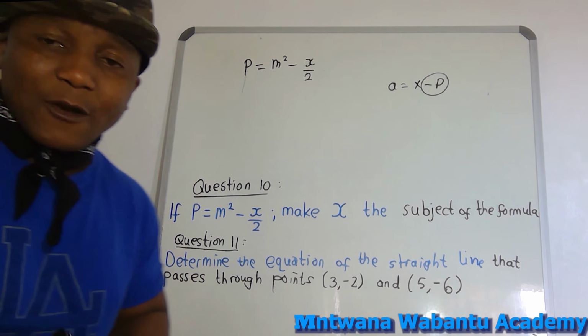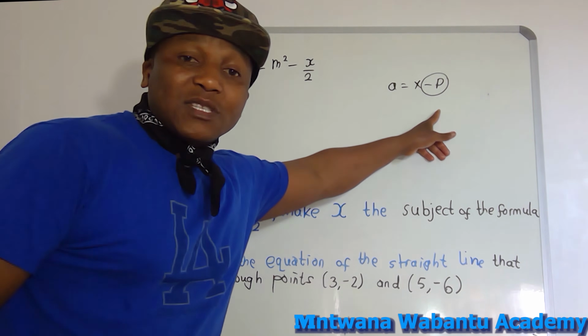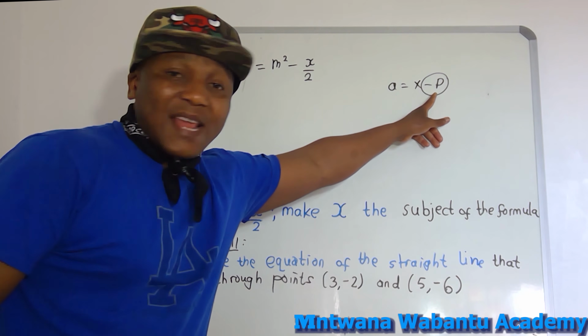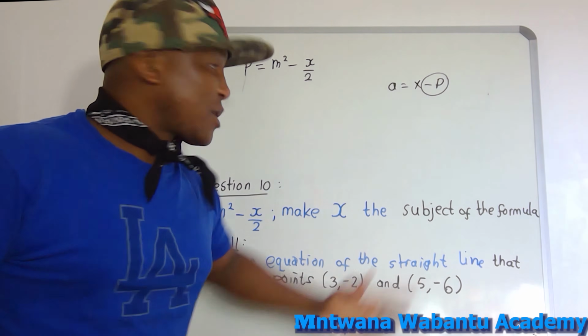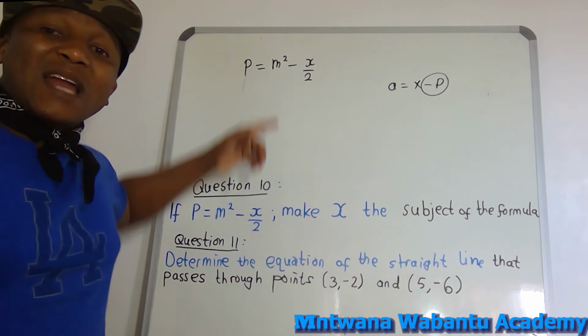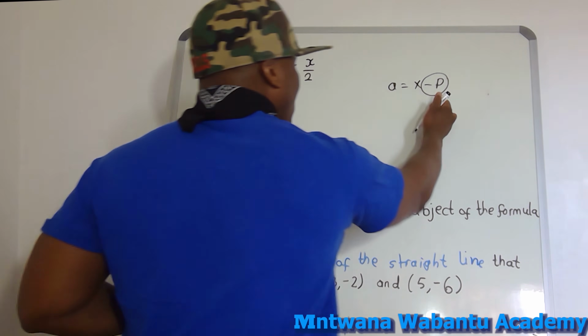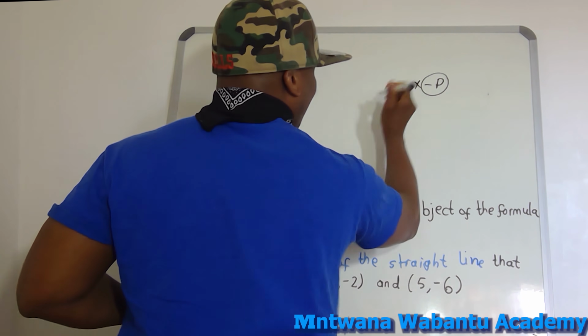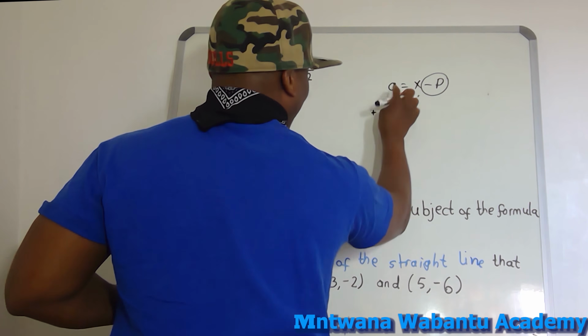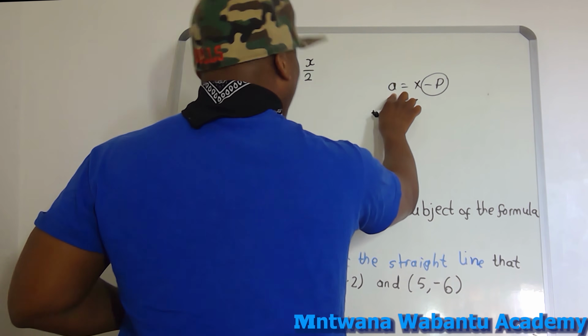Okay, I know how I'm going to do this. I'm going to take this over. Since it's negative, when I take it over the equal sign, it's going to become positive. So I see p. But here we still have our a, and we don't want a.